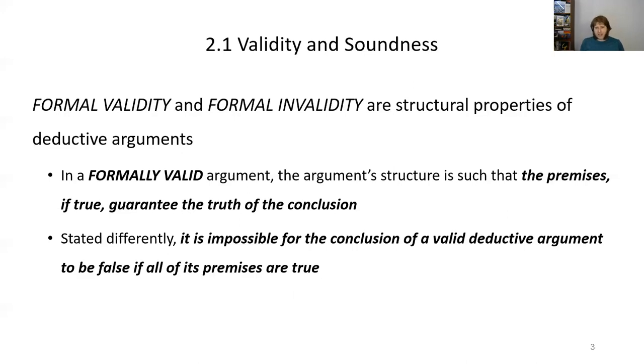We can state this differently. It's impossible for the conclusion of a valid deductive argument to be false if all of its premises are true. And this is the second bullet point. That really amounts to essentially the same thing as the first bullet point. You just can't have a situation where you have a deductive argument that's formally valid, all the premises are accepted as true, and then the conclusion is rejected as false.